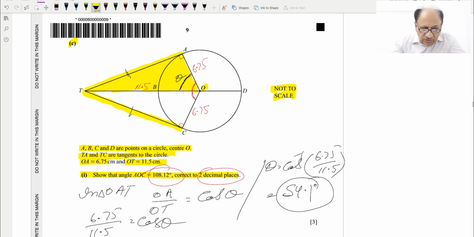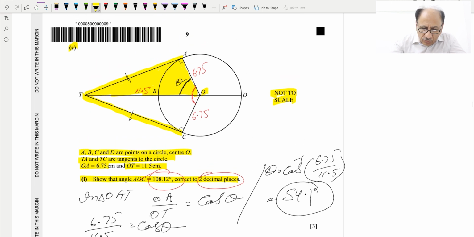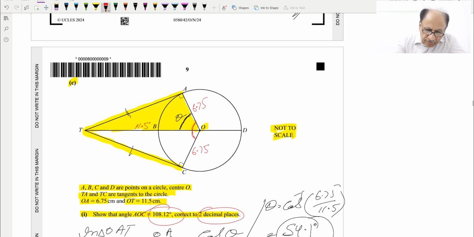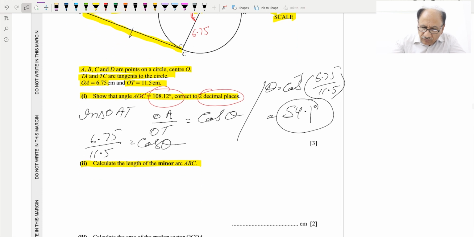So this 54.1 we calculated is the half angle, which is up to this one only, right? So we need to double it to get the complete angle, which is this one. So we double this angle, 54.1 multiplied by 2 will be 108.1 or 2, whatever. 108.12 will be our final answer for 3 marks.